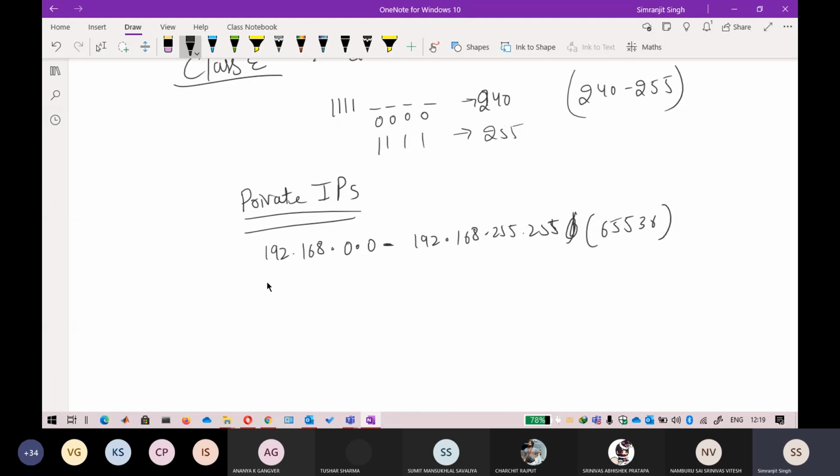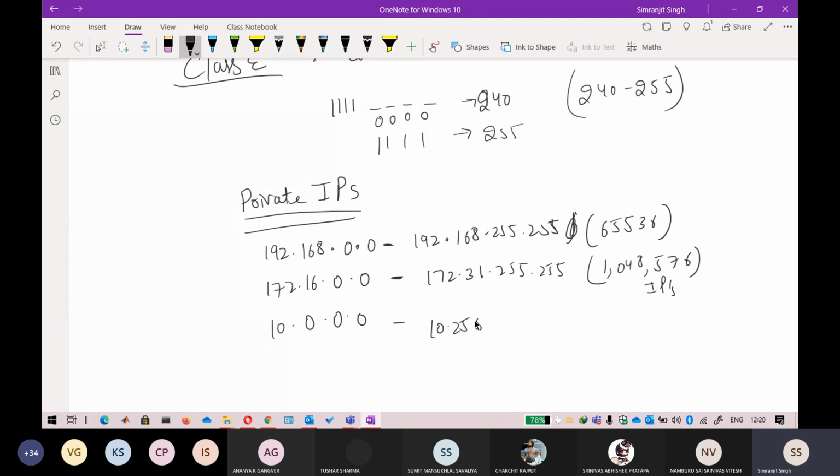65536 IPs. Another range is 172.16.0.0 to 172.31.255.255. This is, I think, class B, with 1048576 IPs available. The third range is in your class A, I think, 10.0.0.0 to 10.255.255.255. So it is very high: 16,777,216 IPs. Okay, so just remember the ranges, it's very important. In many examinations this particular range is asked, so that is why I've written it.